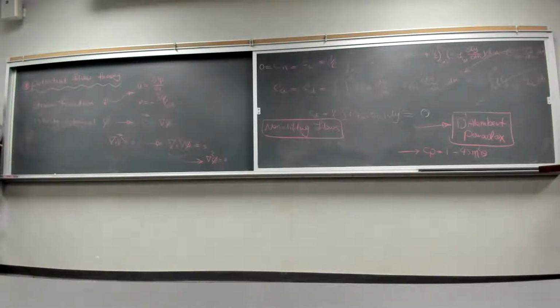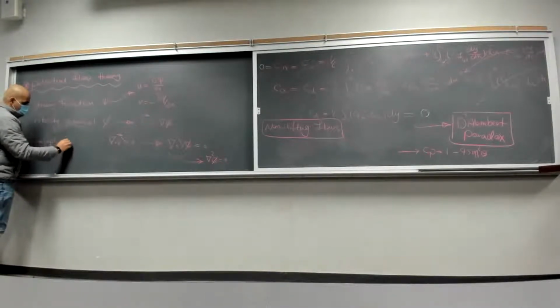Who knows about the Laplacian operator? One person. Two people. That's all right. So that's where it comes from. Del dot del is going to give you del squared, or the Laplacian operator. It is called Laplacian.